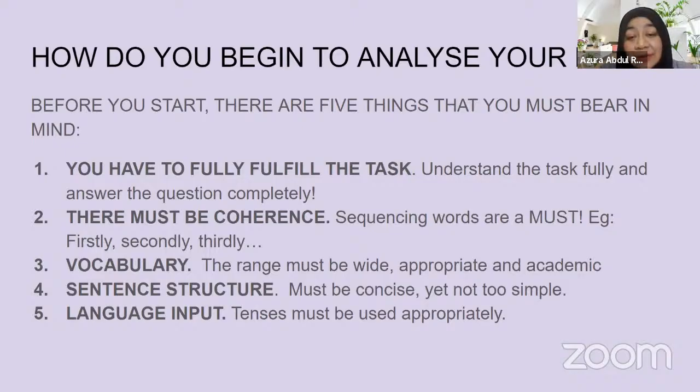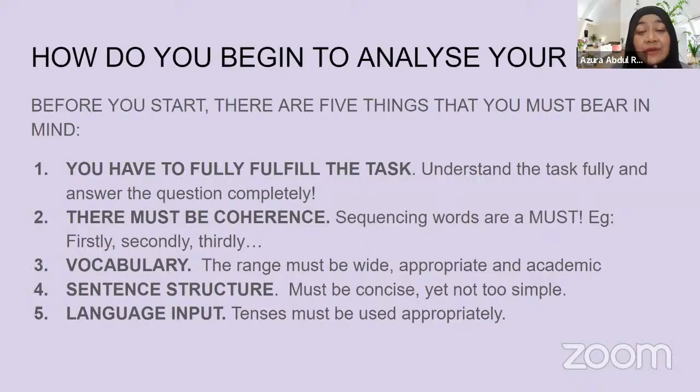There must be coherence. You have to use sequencing words or else it'll be jumpy, like a frog jumping from here to there. So you have to have the words firstly, secondly, thirdly, in addition, however. Words like that must be there.